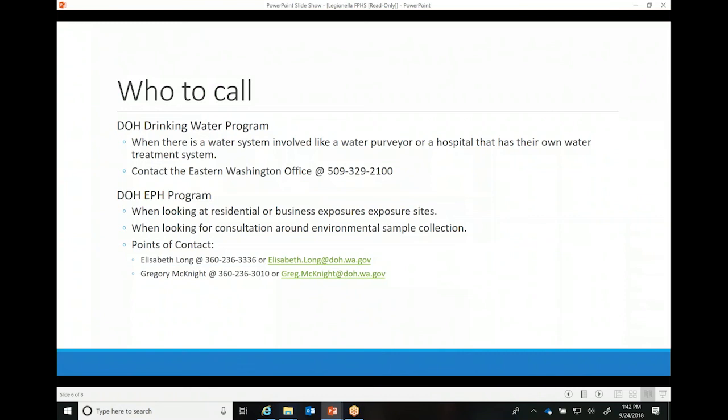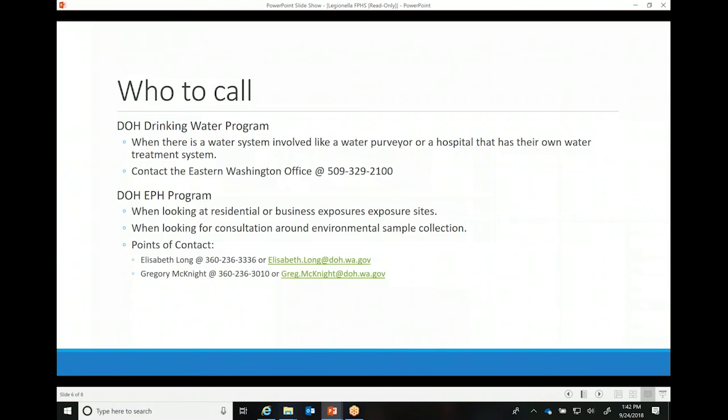It seems pretty simple. The one that was not as obvious to us was with one of our hospitals that had the Legionella outbreak. Because it's a large hospital, they are essentially treated as a water system because they have their own treatment system within the hospital. Because of their size and complexity, they are treated as if they are a water system, and DOH drinking water did indeed become involved with that.